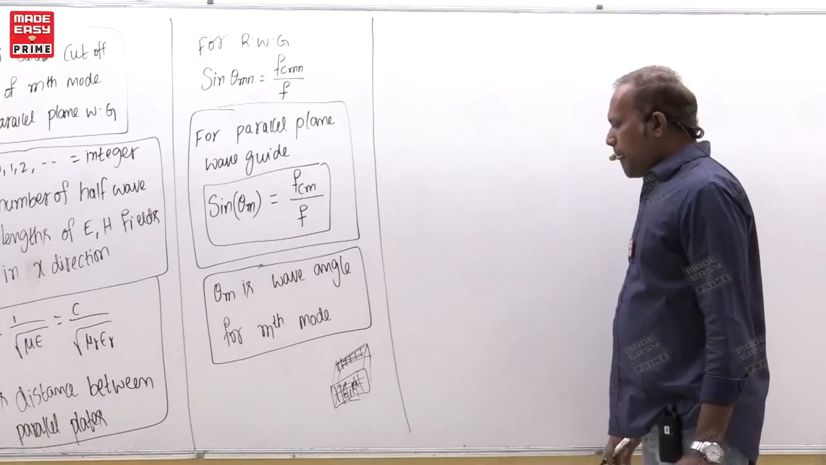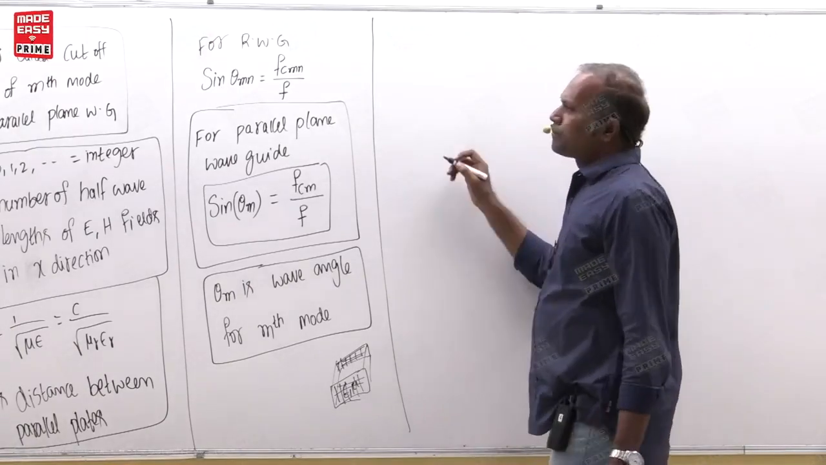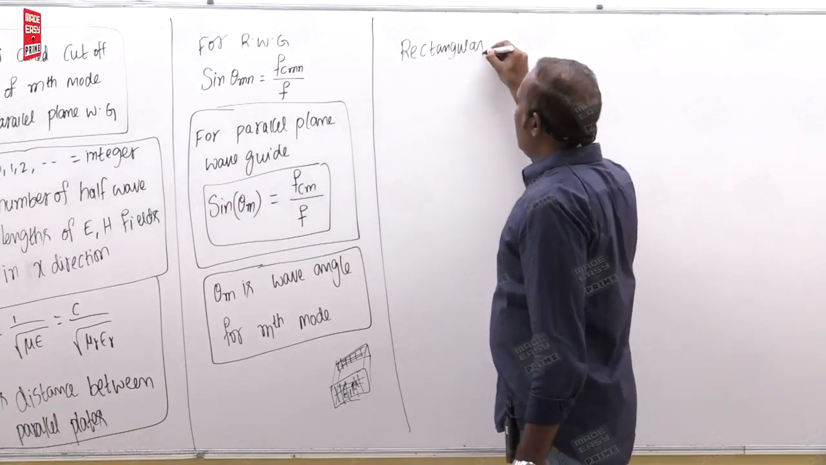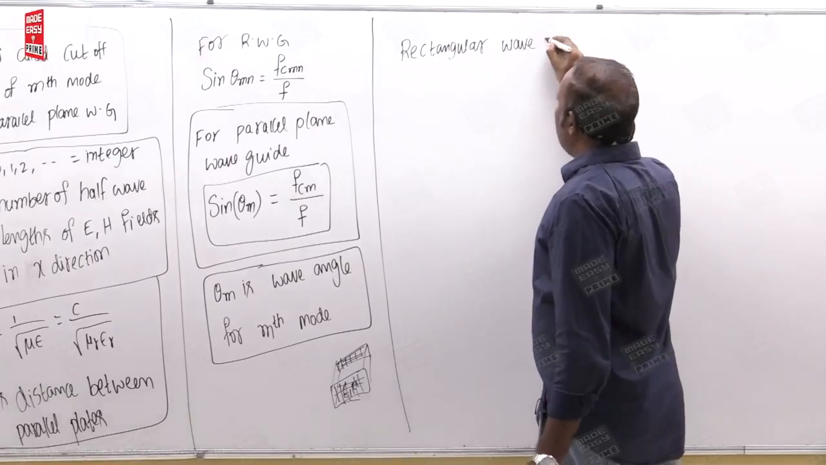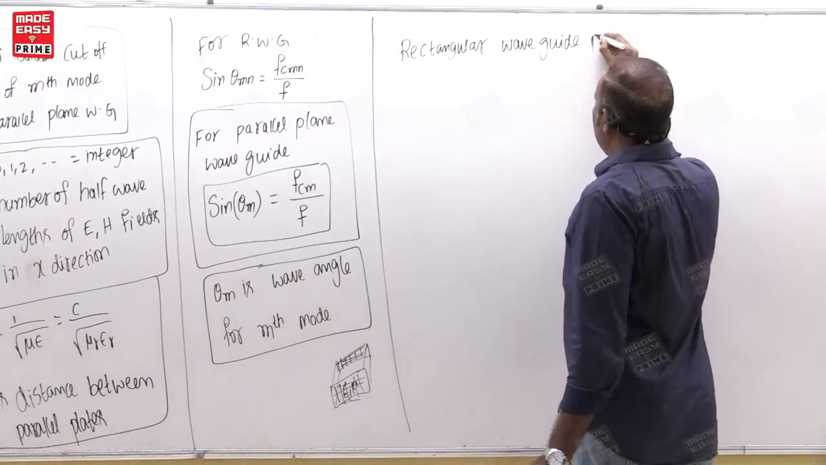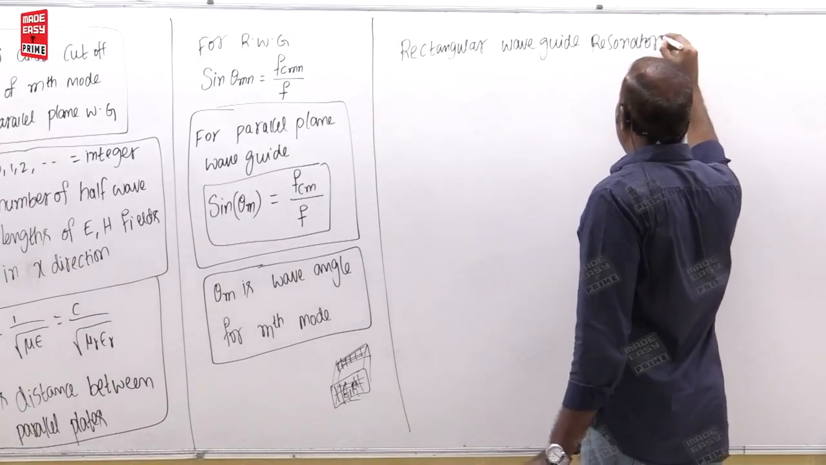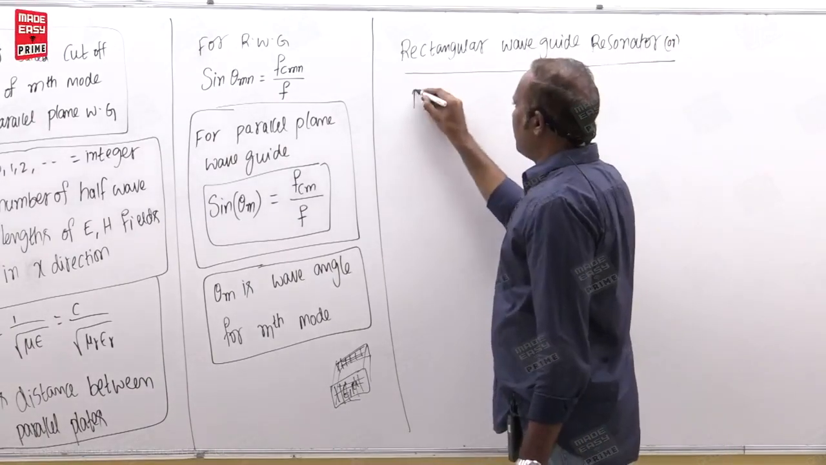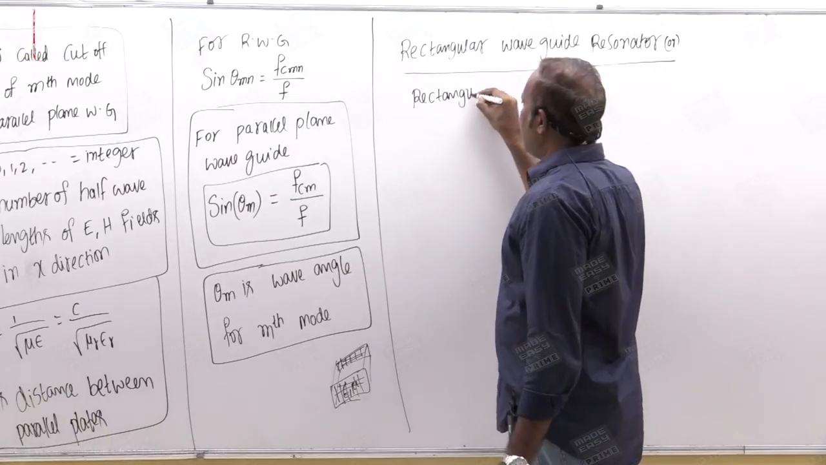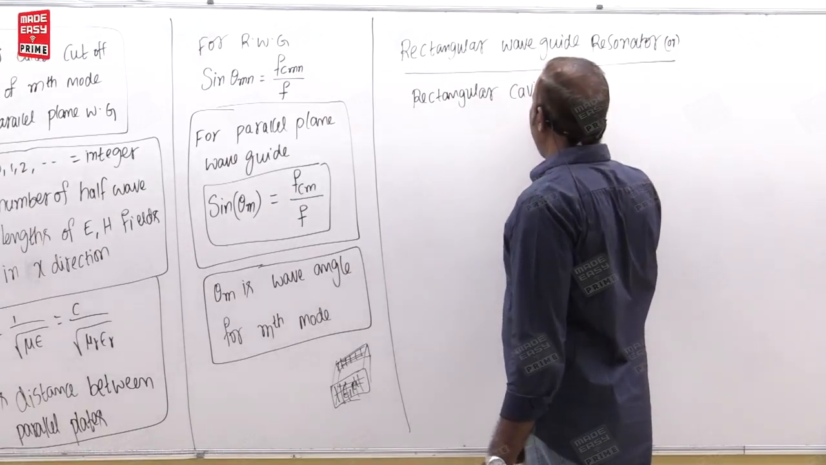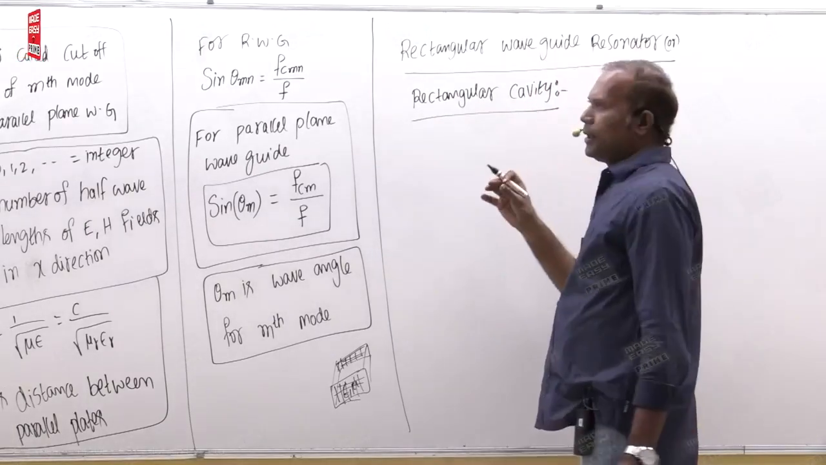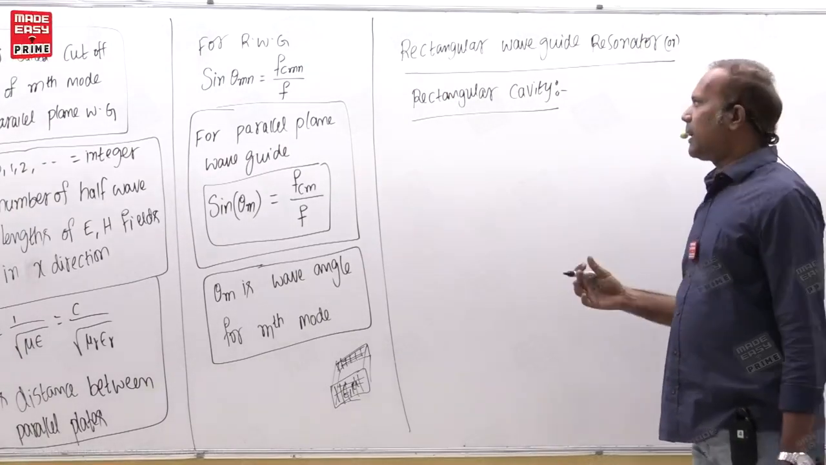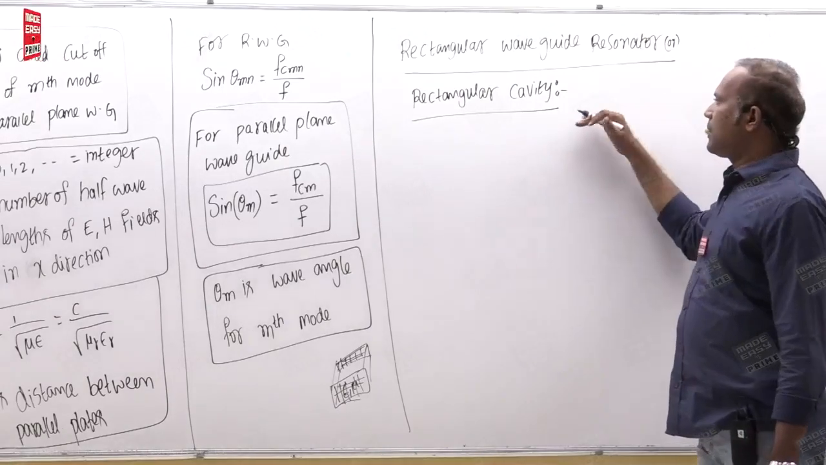Okay. So here, students, rectangular waveguide resonator, or simply it is called a rectangular cavity. Cavity means inside hollow. That means inside those 6 conductor walls you have air medium, or otherwise dielectric medium. So rectangular waveguide resonator, or otherwise rectangular cavity.